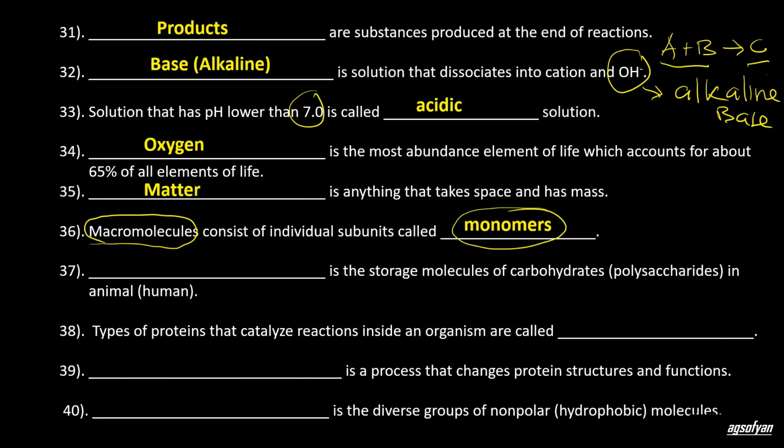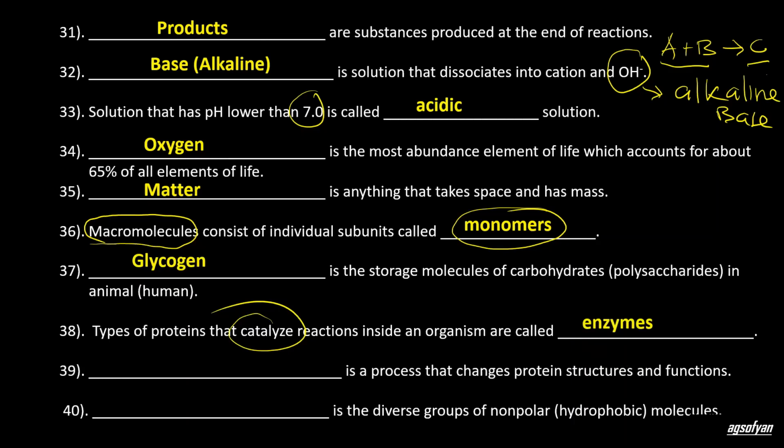Blank is the storage molecule of carbohydrates or polysaccharide in animal or human. Okay. If it is in the plant, it's called starch. In the animal, it's called the glycogen. Type of protein that catalyze reaction inside an organism are called catalyst. Catalyst will be enzyme. So enzymes are catalyzing reaction.